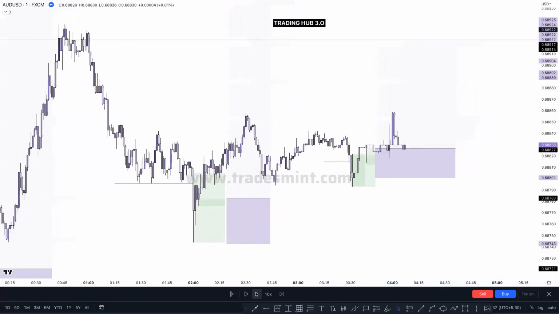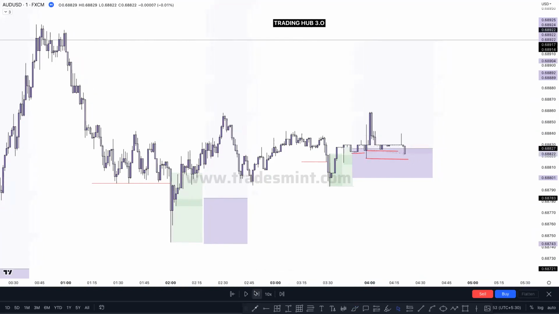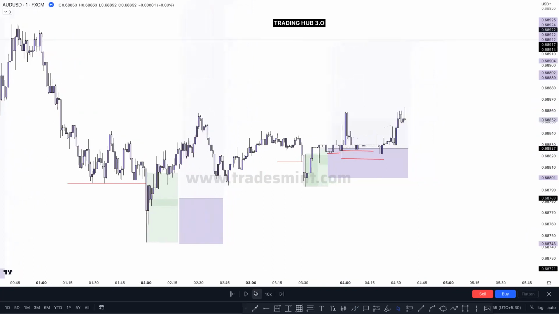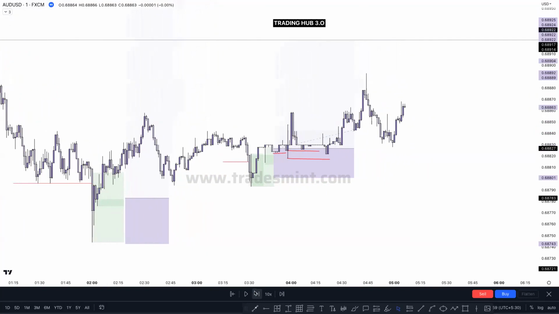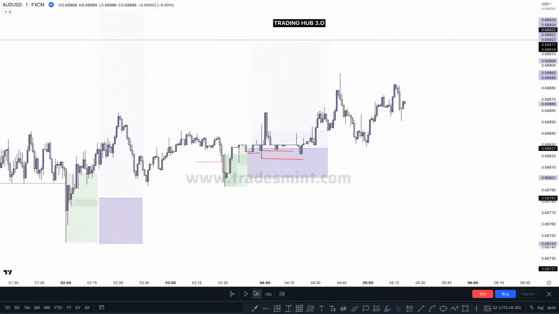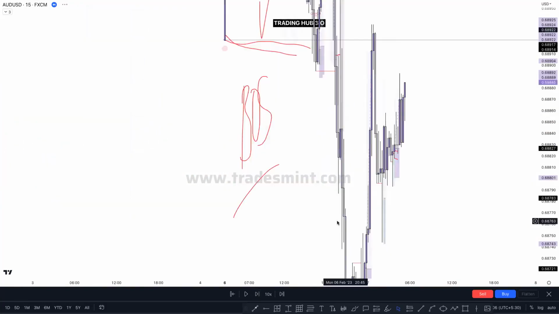Okay. And this is the 1 minute. If you want to scale here, the previous structure took out liquidity, so you can add one more position here based on the 1 minute time frame. Liquidity sweep here. Okay, mitigate and push higher again. Okay, so let's see what is happening here. Switch again to the 15-minute time frame.